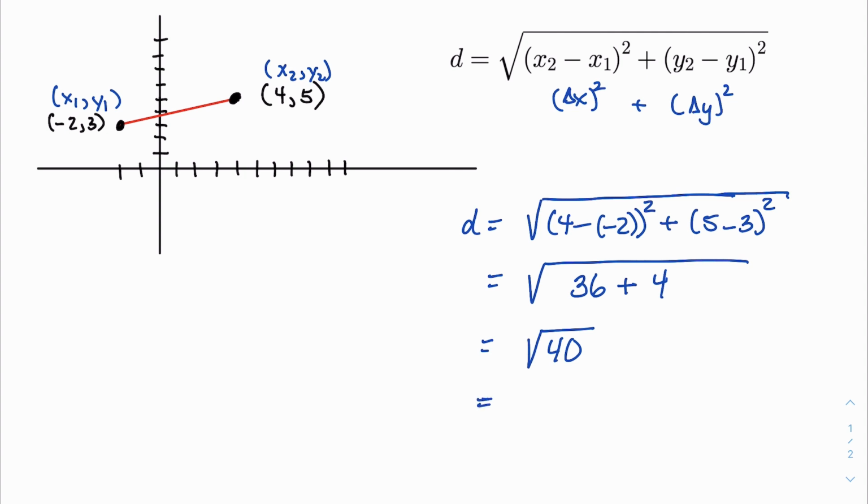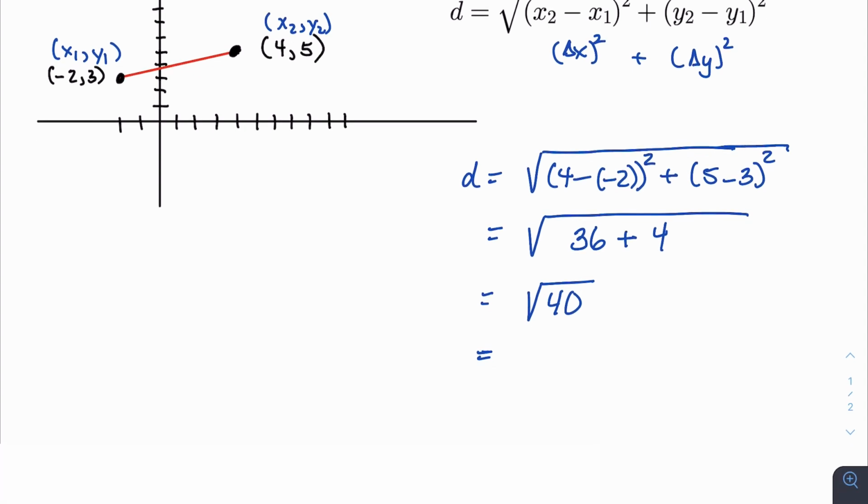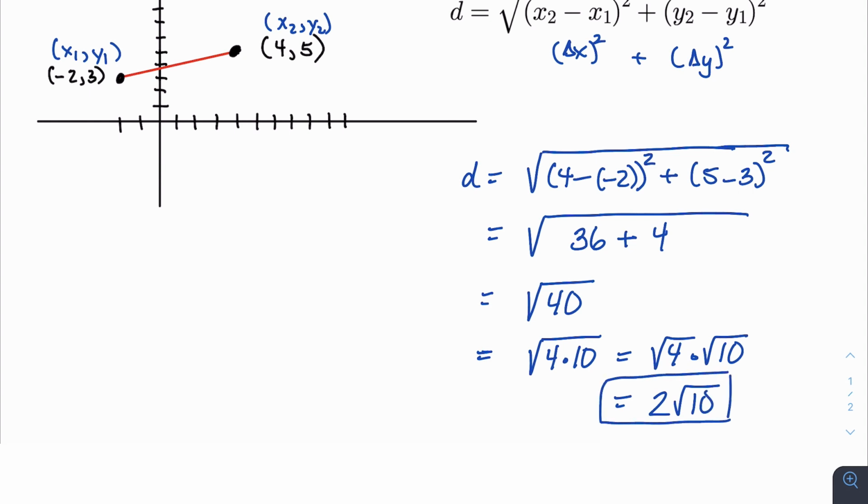So remember that some square roots can be simplified in that we remove the perfect square factors from the radicand, which is 40. Thinking about a perfect square that divides into 40 evenly, we could think of 4. So 40 can be rewritten as 4 times 10. And remember, by property of radicals, this is rewritten as the square root of 4 times the square root of 10, which is 2 square roots of 10. And this is the exact form of the distance.